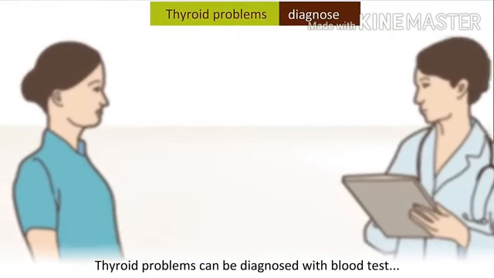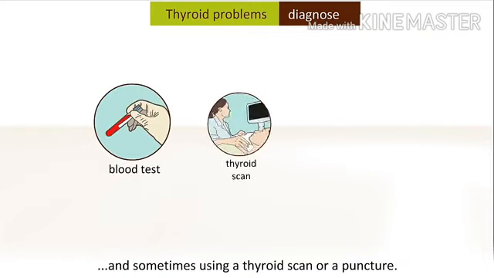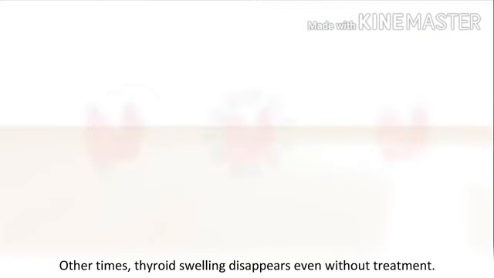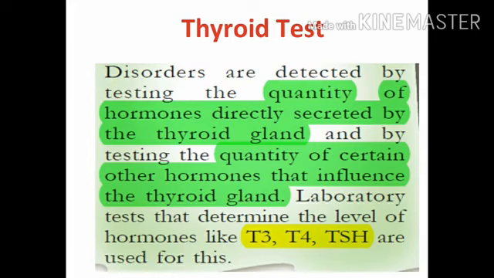Thyroid problems can be diagnosed with blood test and sometimes using a thyroid scan or even a puncture. Other times, thyroid swelling disappears even without treatment. The thyroid test could be done by testing the quantity of hormones directly secreted by the thyroid gland and also by testing the quantity of certain other hormones that influence the thyroid gland. Laboratory tests that determine the level of hormones like T3, T4, TSH are used for this.